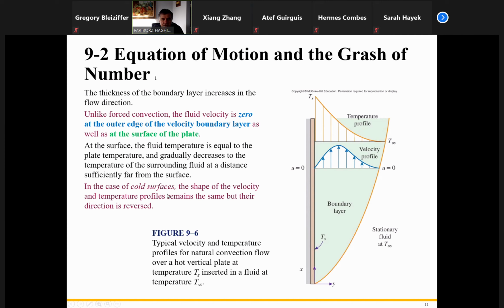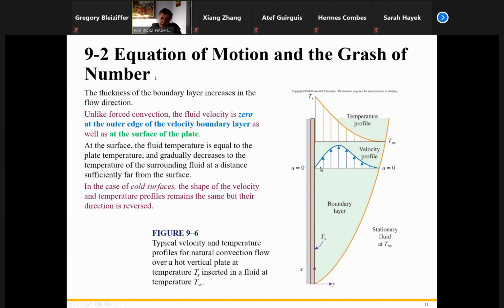In case of the cold surface, if Ts is less than T infinity, this becomes opposite, up and down. The velocity profile becomes like this, and the temperature profile becomes like this, okay? Therefore, that's the difference between them.